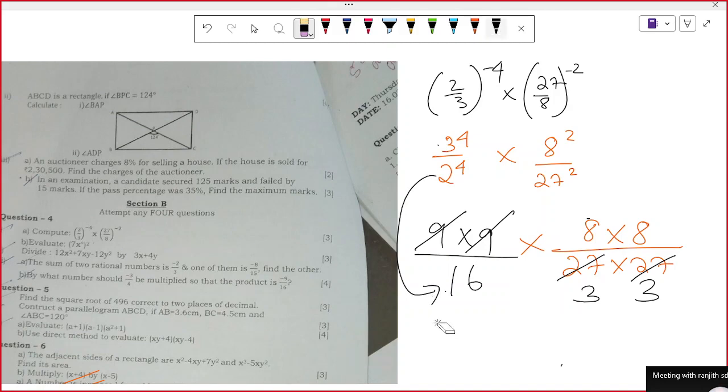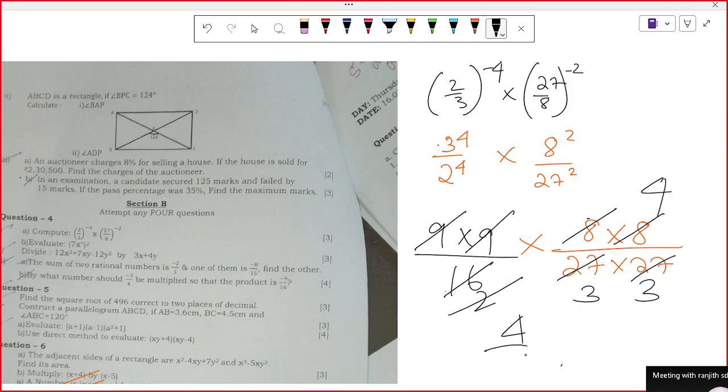Did you all copy as 64? No, sir, 16, sir. I got confused for a minute. Okay, 16. 2 to the power of 4 is 16. Sir, is it 4 by 9, sir? Okay, 8 1s are 8, 2 8s are 16, then 2 1s are 2, 4 2s are 8. 4 by 9 is the answer. Yes.